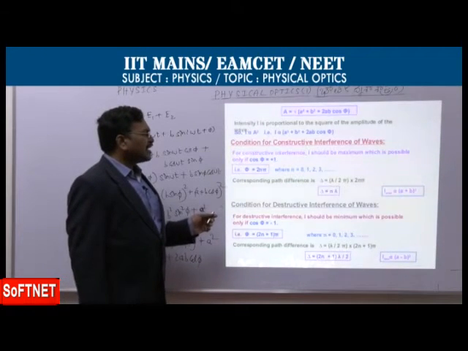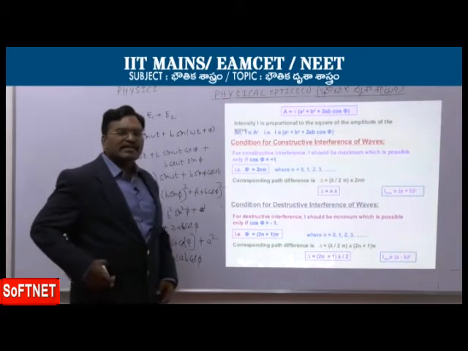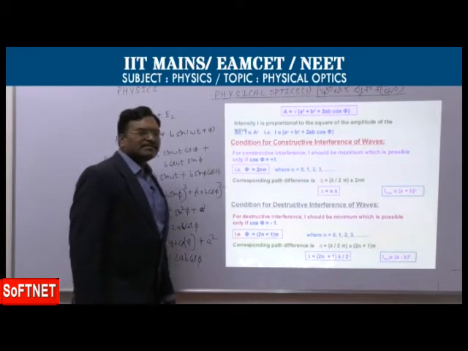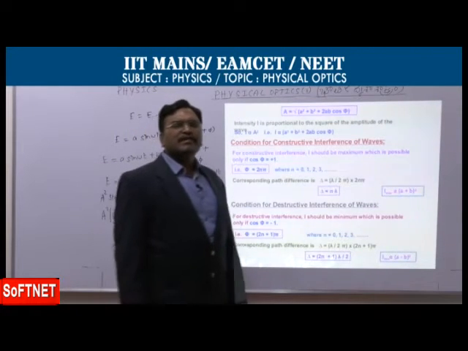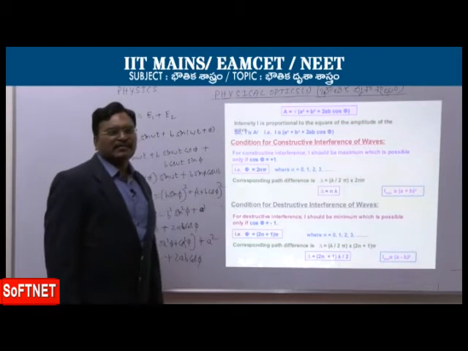Now, the condition for constructive interference of waves, already explained. How does constructive interference take place? The crest of one wave overlaps the crest of the other wave, or the trough of one wave overlaps the trough of the other wave.